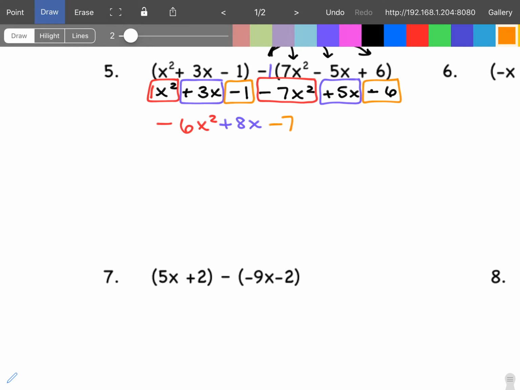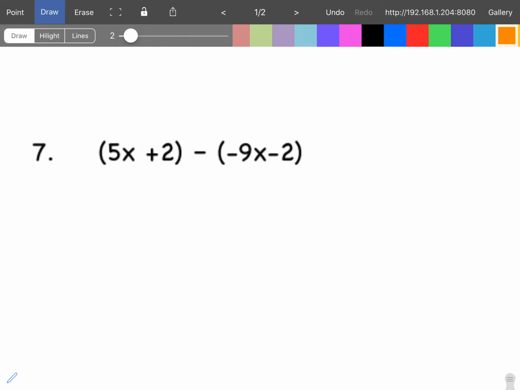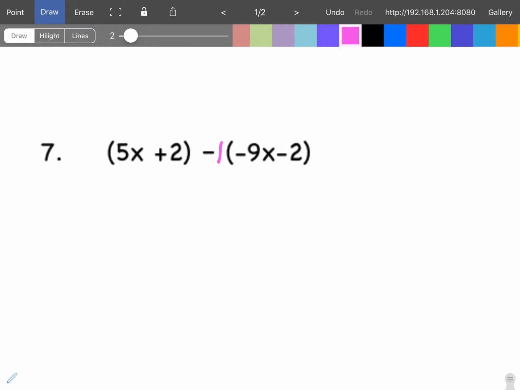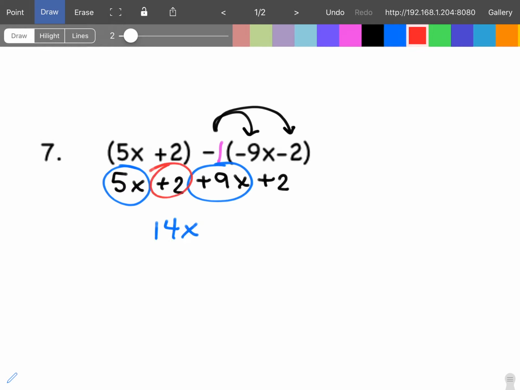All right, I'm going to do number 7 with you, and then I'm going to leave you to do 2 on your own again. Okay, so I'm going to distribute this negative 1 through, so I have 5x plus 2. Distribute negative 1 times negative 9x is a positive 9x, and negative 1 times negative 2 is a positive 2. Combining like terms, we can add 5x and 9x together. 5x plus 9x would be 14x, and then 2 plus 2 would be plus 4.